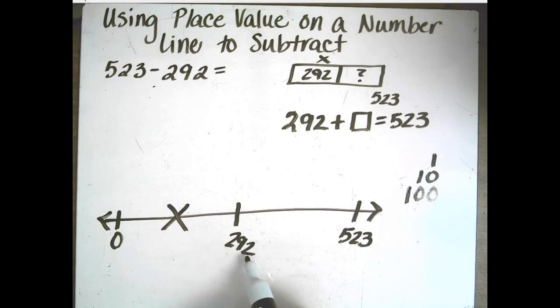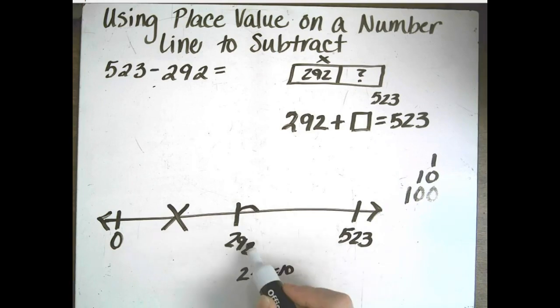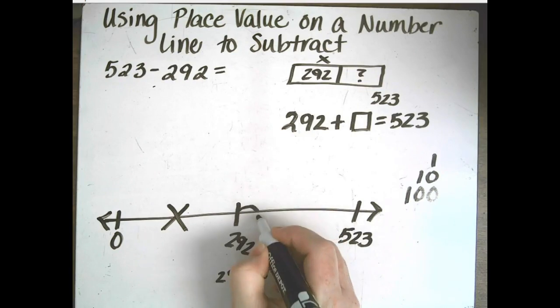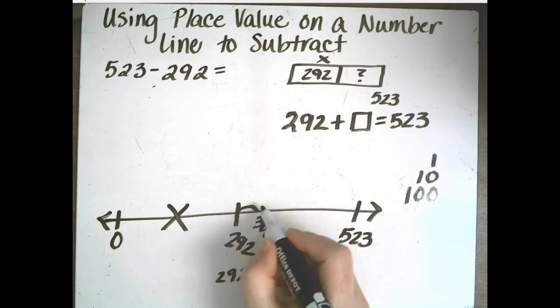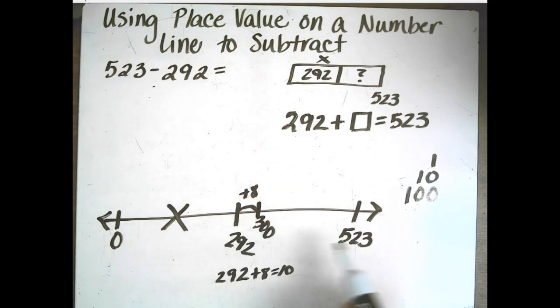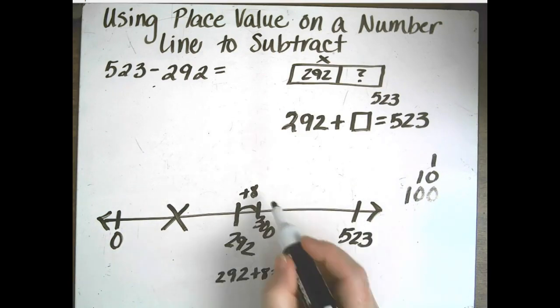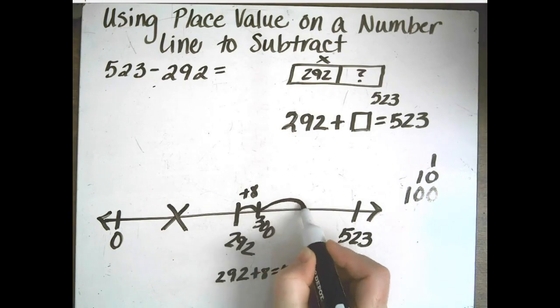I know from 292, if I look at the ones place, there's a 2 in that ones place, and if I add 8 to it, I'm going to get to the next 10, and the next 10 would actually get me to the next 100 too. So 292 plus 8 is going to get me to the number 300. And that's a friendly number. So I made a jump of 8. Now that I'm at 300, I can easily add groups of 100. So I'm going to go to the hundreds place value, and I'm going to add one group of 100.